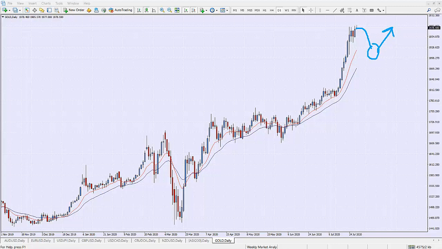Of course, naturally, as we approach that $2,000 an ounce mark, it's a psychological barrier for everybody. So naturally, I do expect that we could get a little bit of a resistance at that level and a bit of pushback, simply because it's the $2,000 mark. Okay, there you have it.